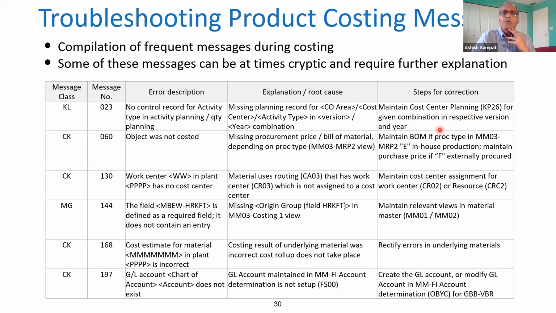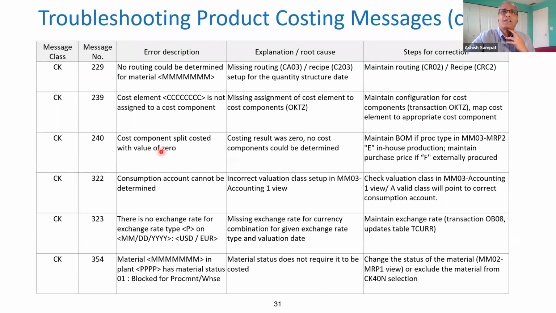So we'll look at a few more in the upcoming slides. So here it says cost component split costed with value 0. Here again it relates to no cost being rolled up. So how do I know what correction I need to do? It will depend on the procurement type. Procurement type in the MRP2 view is a very important field. I'm sure you have seen this. If it says E for in-house production, then you have to have a BOM. And if it says F for externally procured, then you have to have a purchase price.